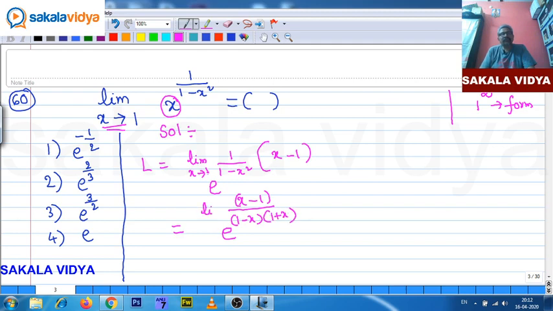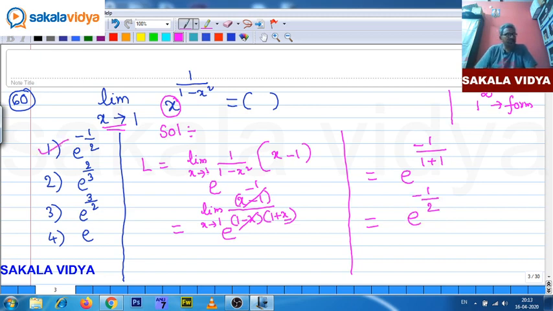So, limit x tends to 1. That means x minus 1 and 1 minus x get cancelled, but you get minus 1. You remember this one. Now, apply the limit. If you apply the limit, you will get e to the power of minus 1 by, in the place of x, write down 1, 1 plus 1. So, this equals e to the power of minus 1 by 2. So, the first option is the right option.